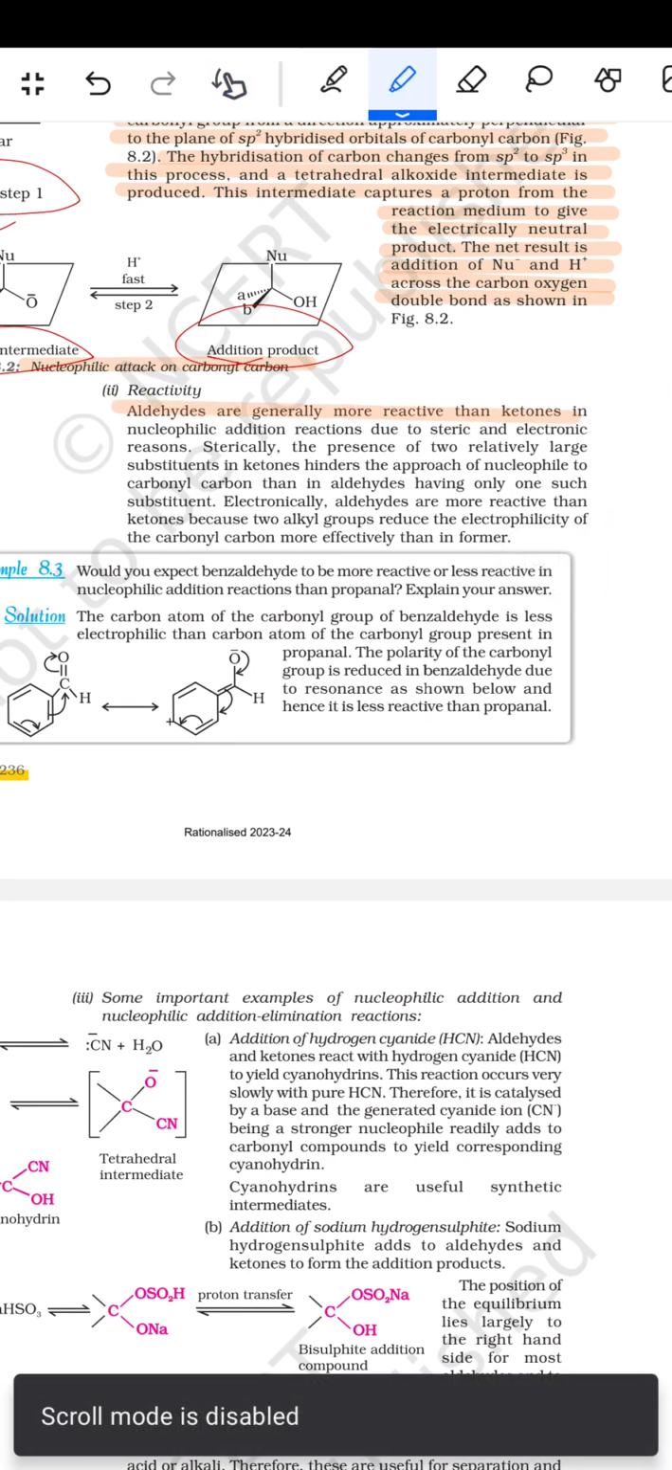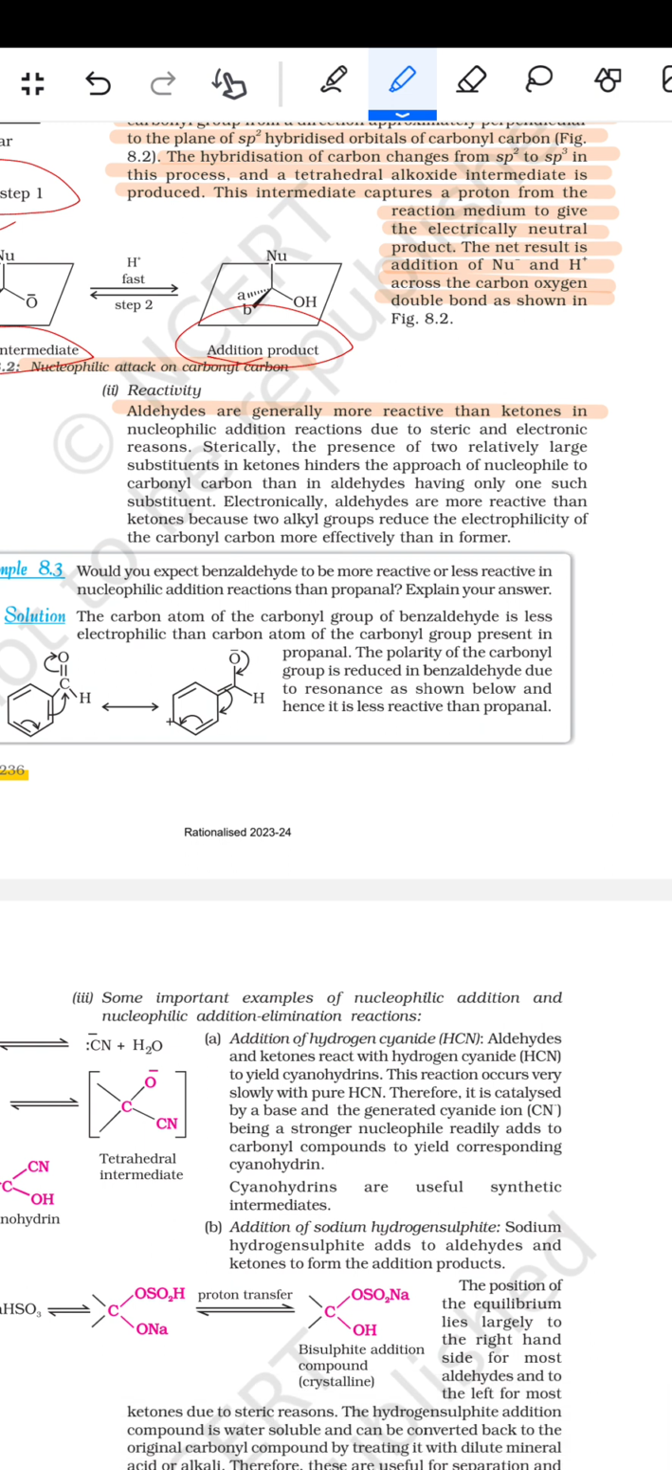Aldehydes are generally more reactive than the ketones in nucleophilic addition reactions due to steric and electronic reasons. Sterically, the presence of two relatively large substituents in the ketones hinders the approach of the nucleophile to the carbonyl carbon than in the aldehydes having only one such substituent. Electronically, aldehydes are more reactive than the ketones because two alkyl groups reduce the electrophilicity of the carbonyl carbon more effectively than in the former.